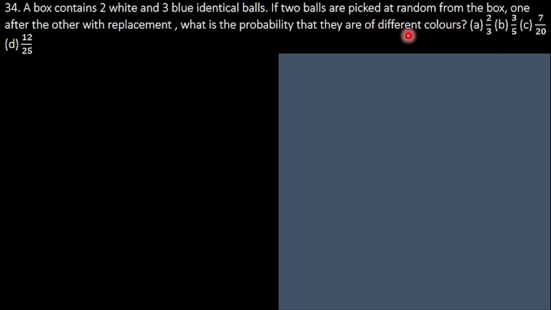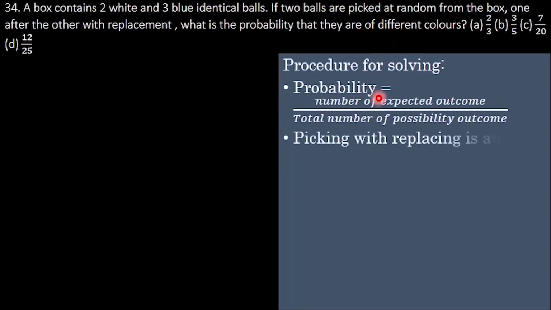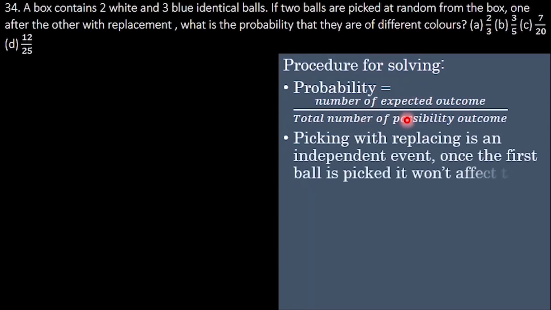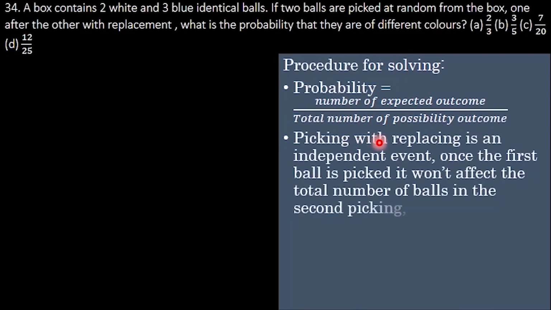The procedure for solving this: probability is equal to the number of expected outcomes divided by the total number of possible outcomes. Picking with replacement is an independent event. Once the first ball is picked, it won't affect the total number of balls in the second picking.